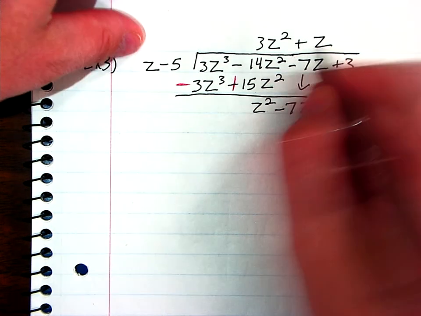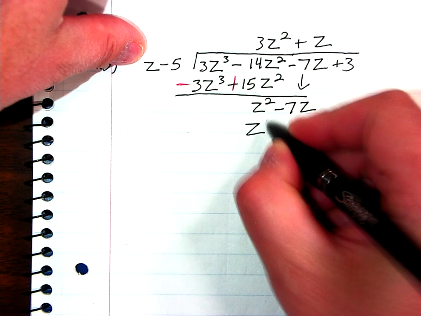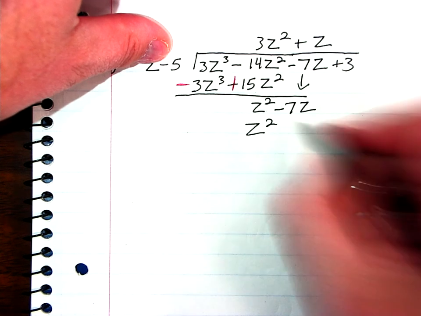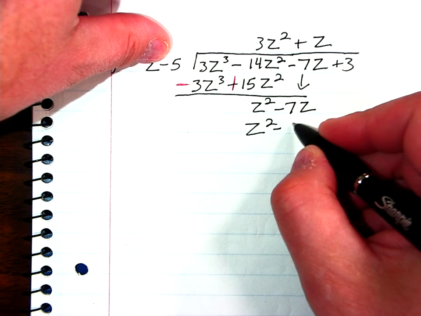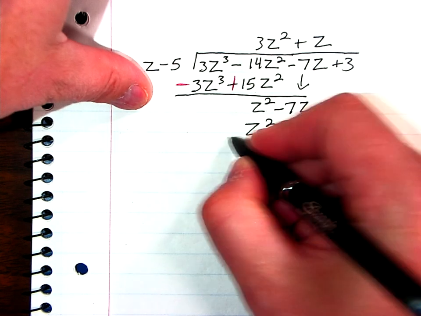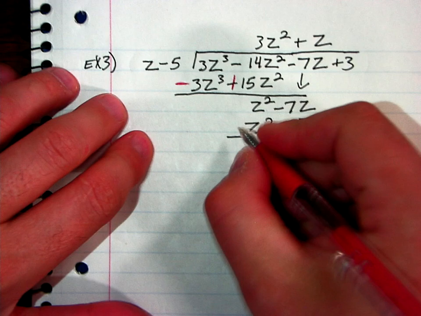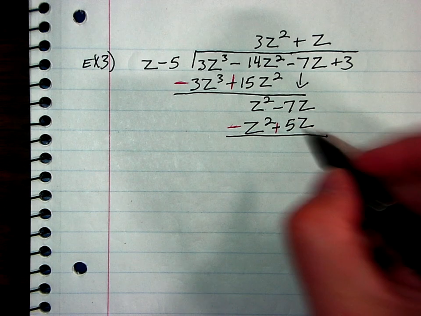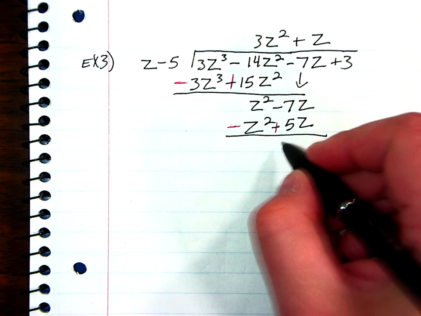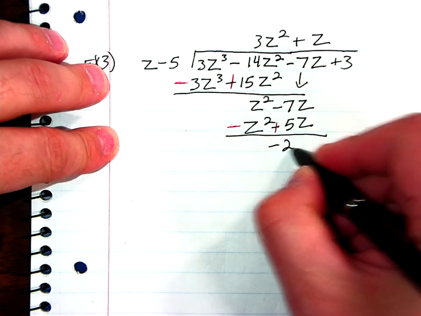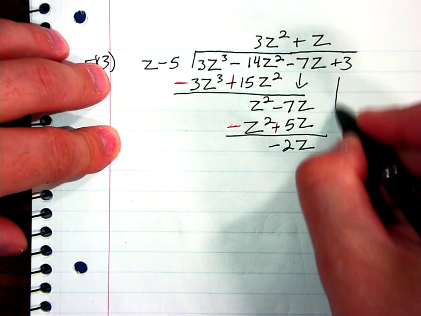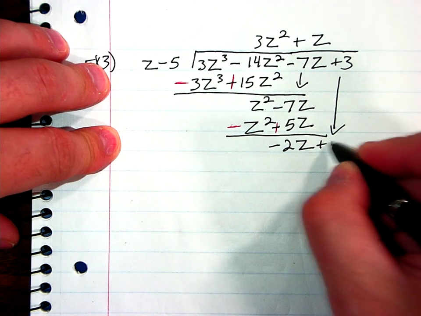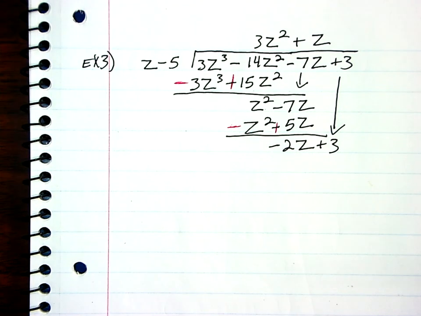Z times z is z squared. Z times negative 5 is negative 5z. Change the sign. Negative 7z plus 5z is negative 2z. Yes, good grammar as well. Remember, math is more important than language arts.